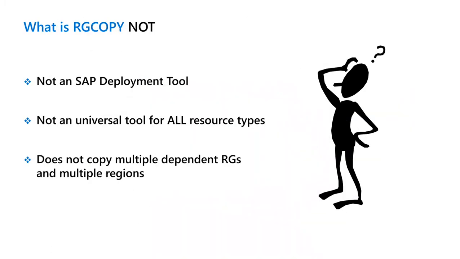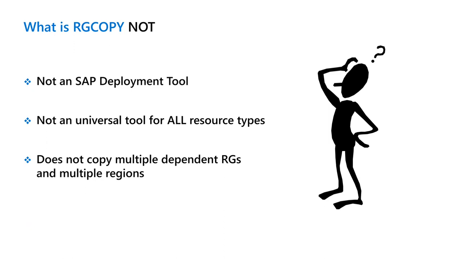Now that we know what RGCOPY is, let's talk about what it is not. RGCOPY is not an SAP deployment tool. It simply copies the most important resources of an Azure resource group to a new resource group. It does not change anything inside the VMs, like changing the server name at the OS level or applying SAP license keys. On the other side, you can use RGCOPY even for other non-SAP workloads.